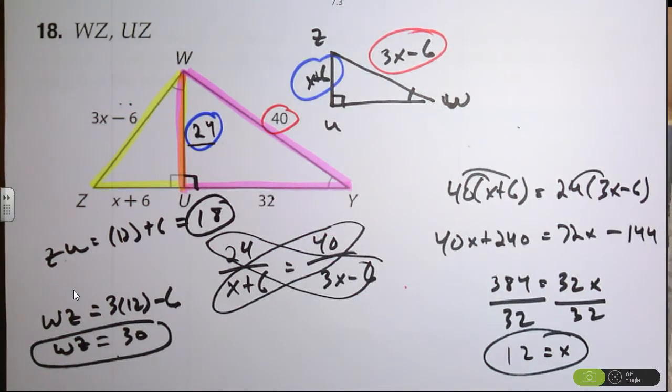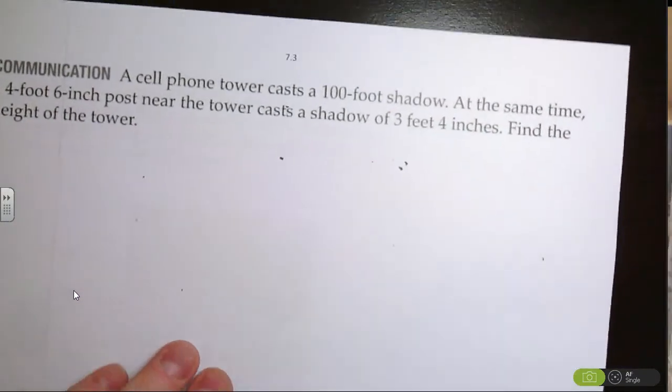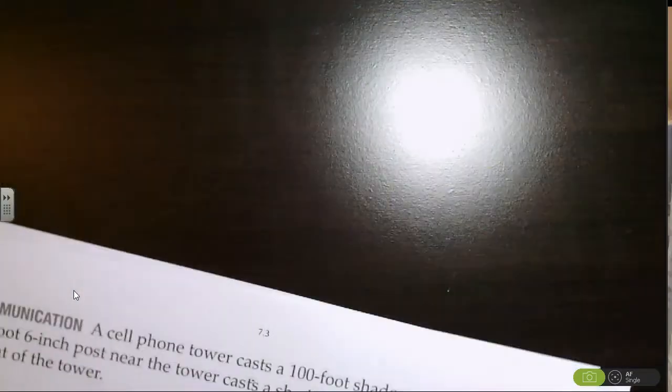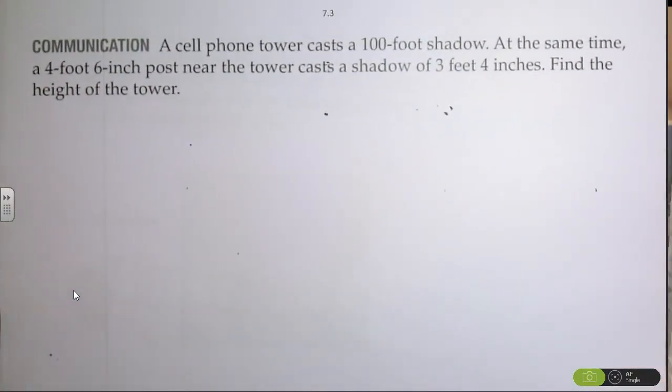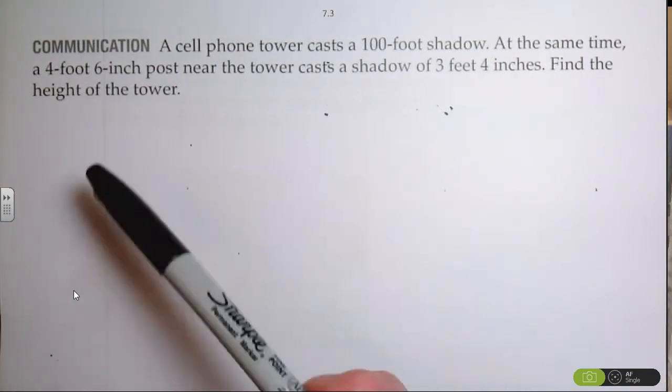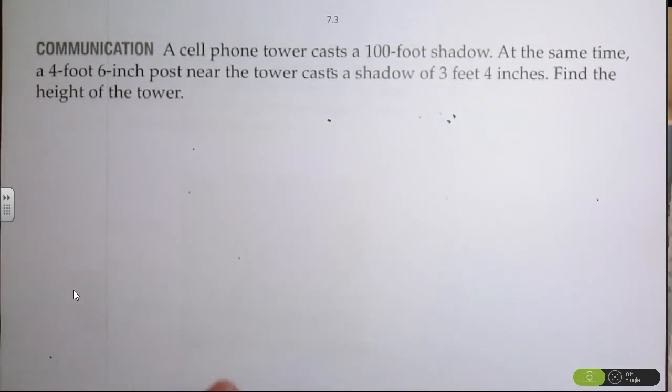Okay. So yeah, that was a tricky one. That's a rough one. All right. 7.3. Gosh, I have a couple more. This will be a longer video than usual. 7.3. A cell phone tower casts a 100-foot shadow. At the same time, a 4-foot 6-inch post near the tower casts a shadow of 3 feet 4 inches. Find the height of the tower.